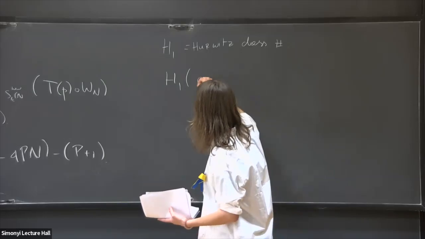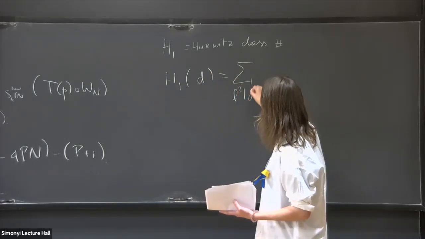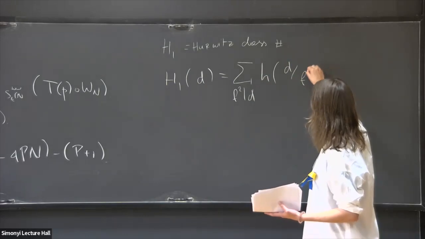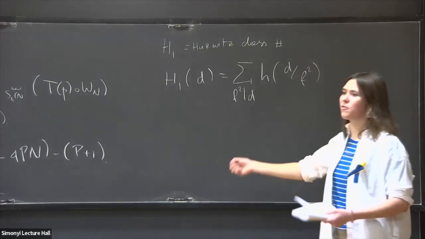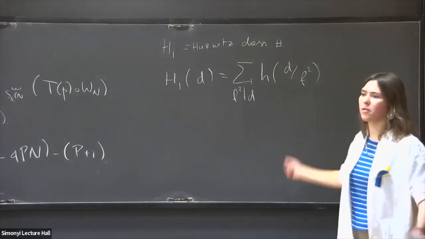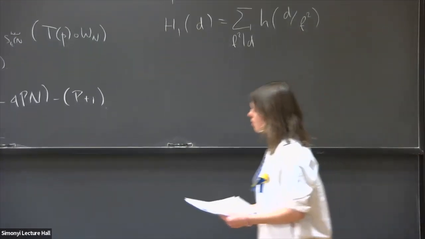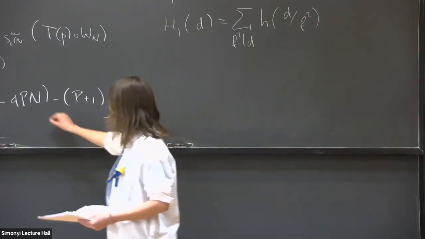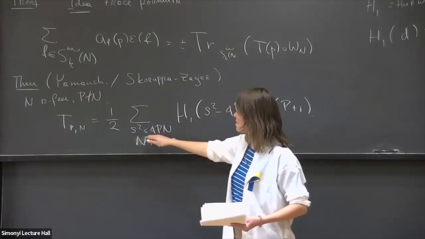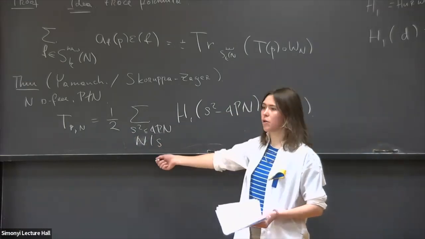So up to some small constant, H1 of D is going to be the sum over F squared dividing D of the normal class number of D divided by F squared. So we're taking all the primitive forms for all the discriminants D over F squared, and putting them all together. And here I should point out that the sum is over parameters s going up to 4pn. We always want this to be a negative discriminant, and we also want n to divide s.